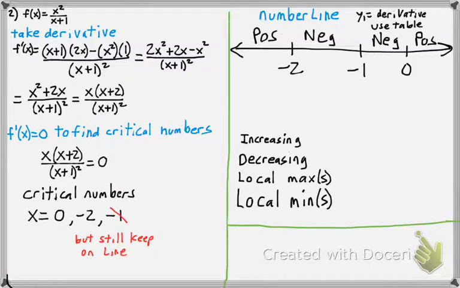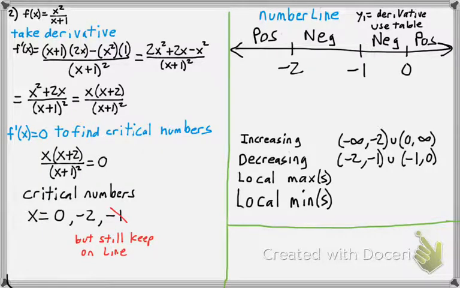So we can use this to make a lot of analysis about the original function. So the regions where it's positive, these are where it's increasing. So this is going to be from negative infinity to negative 2 and 0 to infinity. Decreasing is going to be negative 2 to negative 1 and negative 1 to 0.